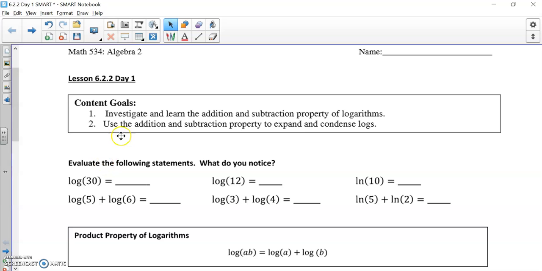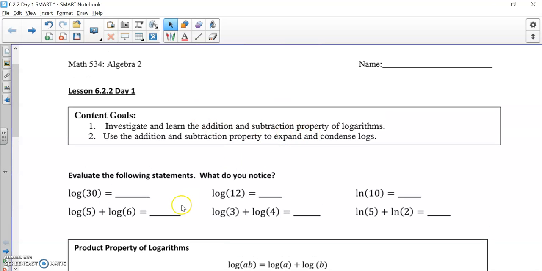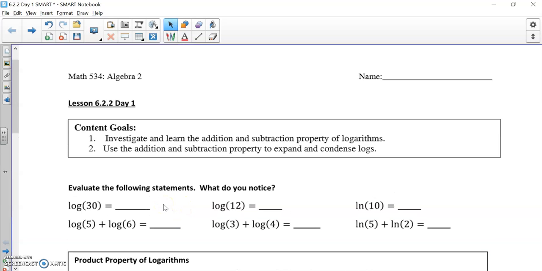Today we are going to learn about two new properties of logarithms. They are the addition and subtraction property, but they're also known as the product and quotient property. So first, let's go ahead and take a look at these situations and see what we notice.